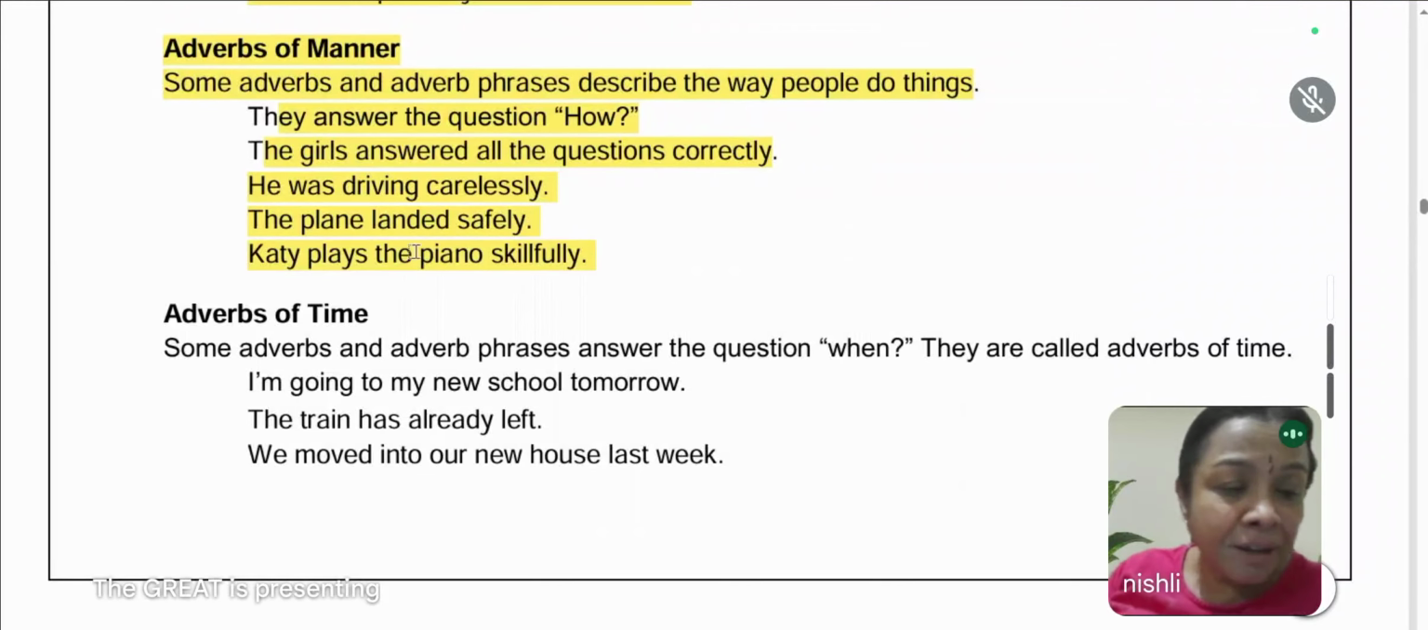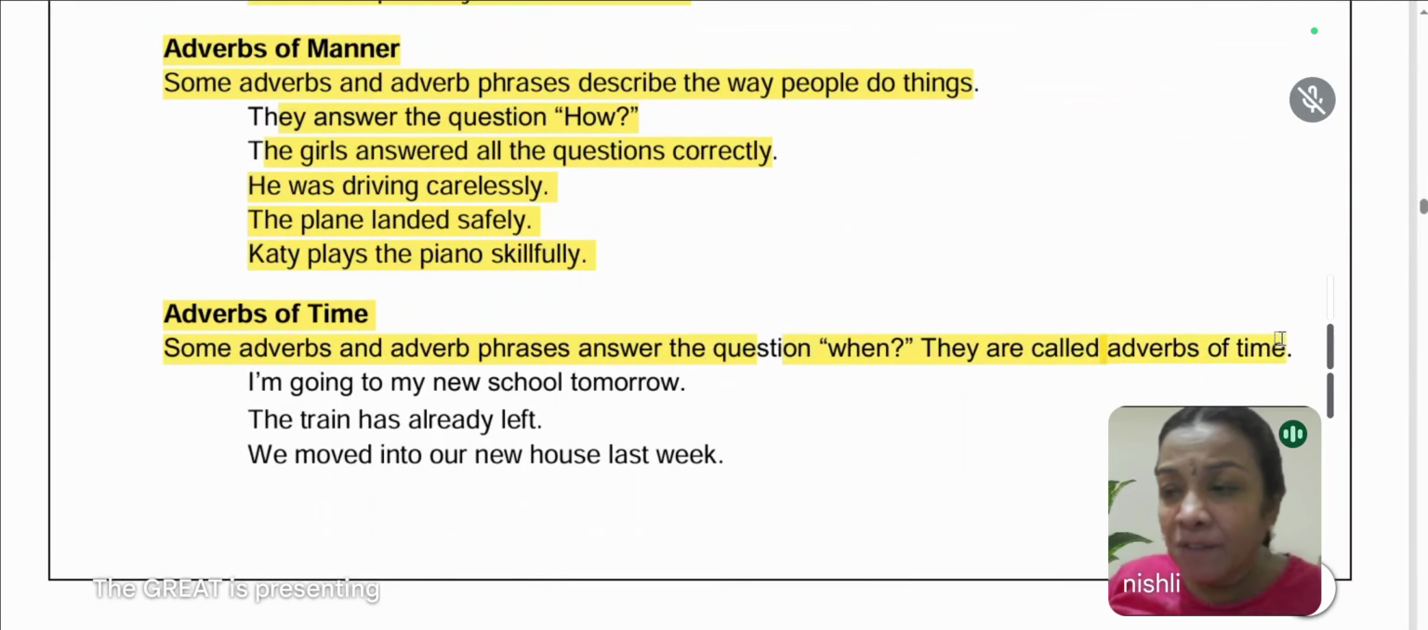That is the meaning. Adverbs of time. Some adverbs and adverb phrases answer the question when. They are called adverbs of time. See, for manner we saw how. We have to ask the question how. For time, we have to use the word when. We have to use the question when.